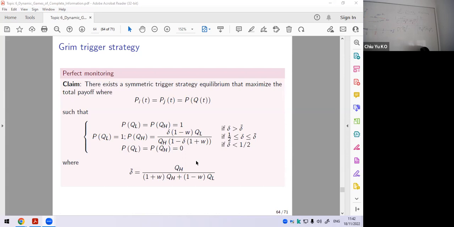Is that clear? I think this is not very good. I think I have to... this depends on delta. I think somewhere.